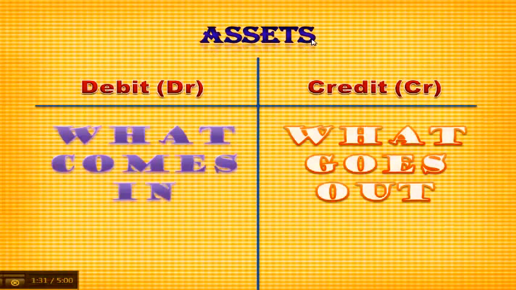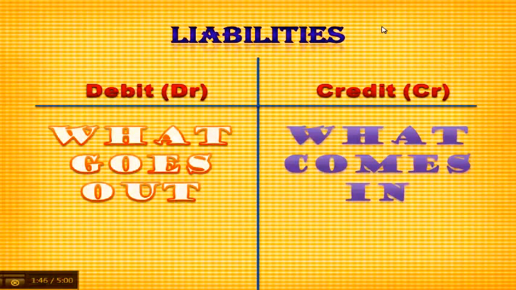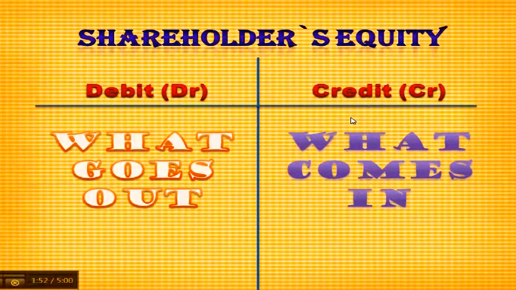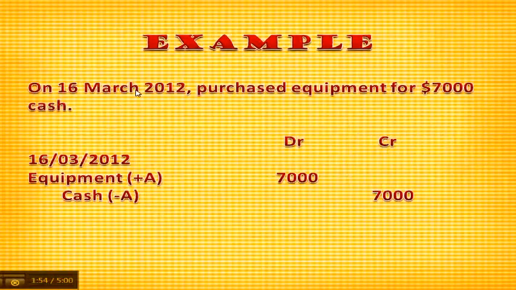First of all, we're going to talk about assets. And once again, debit on the left side and credit on the right side. In assets, we debit what comes in and credit what goes out of the business. On the other hand, in liability and shareholder equity, we debit what goes out of the business and credit what comes into the business. For example, on 16th of March 2012, purchases equipment for $7,000 cash.